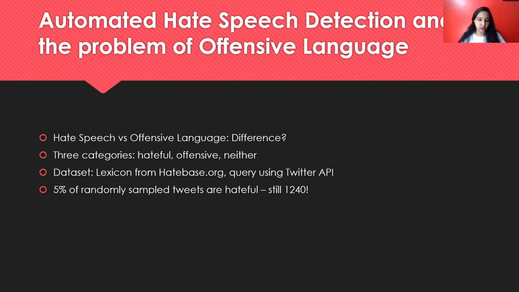They used the lexicon from hatebase.org and queried the tweets, and they got a really large data set. So they subsampled some random part of that data set and decided to have it manually annotated through something called Crowdflower, which is a platform that specializes in data processing. Once they finished the manual annotation process, they found that only 5% of the randomly sampled tweets were considered hateful, but that was still 1,240 tweets. Again, that just gives you an idea of the scale of the problem that we are dealing with.